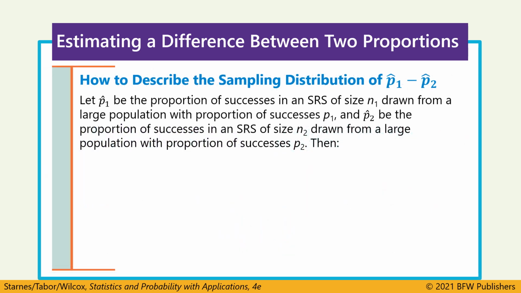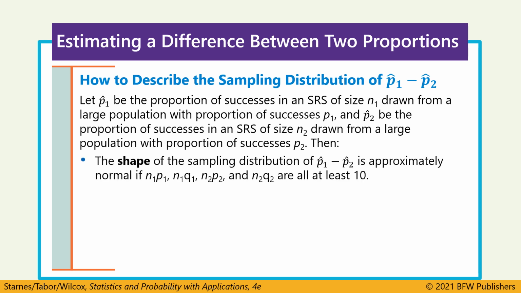The first thing we're going to talk about is what the sampling distribution for p-hat 1 minus p-hat 2 will look like. What we mean by that is if we were to take two samples and find the difference and then repeat that process over and over again and make a distribution of those differences, we're going to get something that's approximately normal, which is what we want, obviously, as long as the condition is met. And the condition is that we have enough successes and failures for each sample. So n times p and n times q for sample 1, and then the same thing for sample 2, are all at least 10.